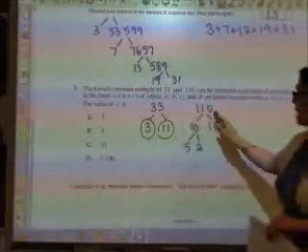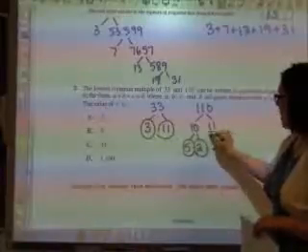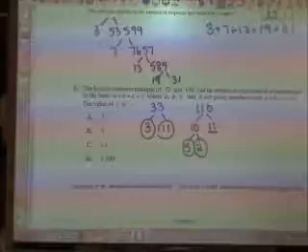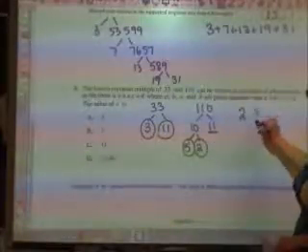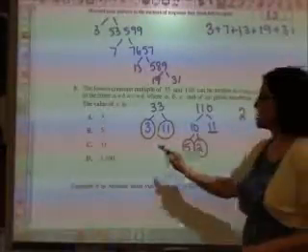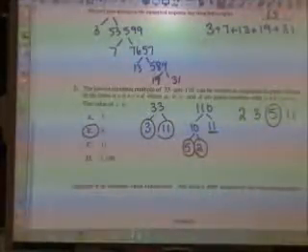Then I look at 110. I've got a 5, I've got a 2, and I don't need to repeat the 11 because it already occurred once. So then I've got in numerical order 2, 3, 5, and 11. So C has to be 5, which is B for my answer.